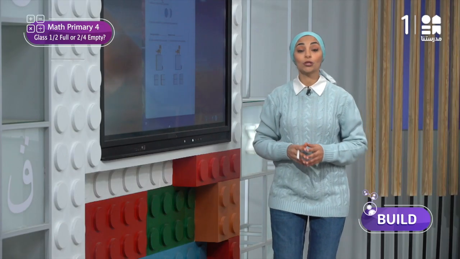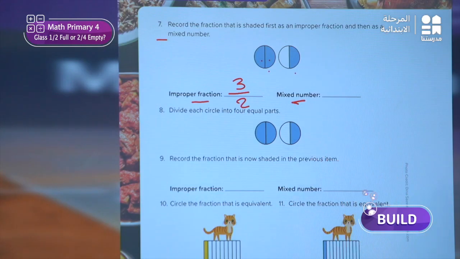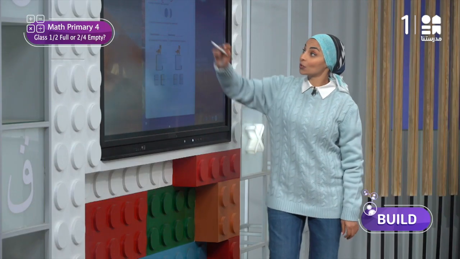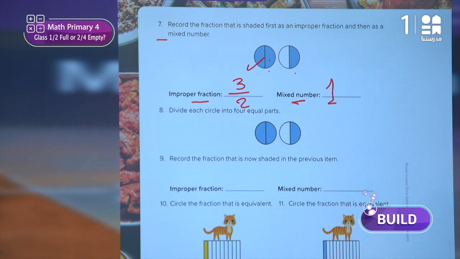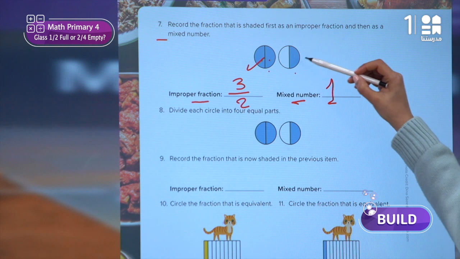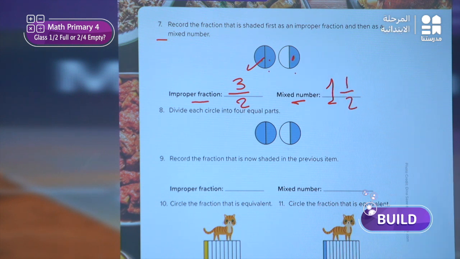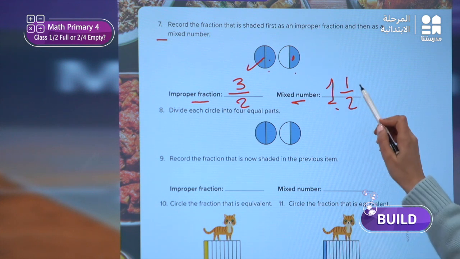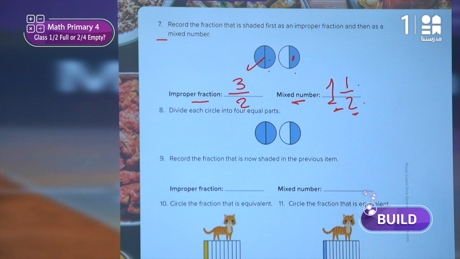Now we could also write the fraction, but this time I will write it as a mixed number. I want to remind you that a mixed number is a whole number and also a fraction. What is the whole number I have? I have one whole circle, so the whole number is one. What is the fraction I have? I have one shaded part out of 2, so I have a half. So my mixed number is 1 and a half. The 1 is the whole number and the half is my fraction.